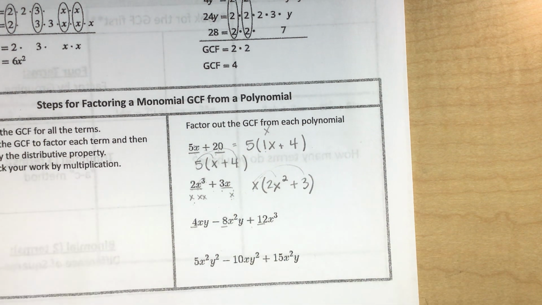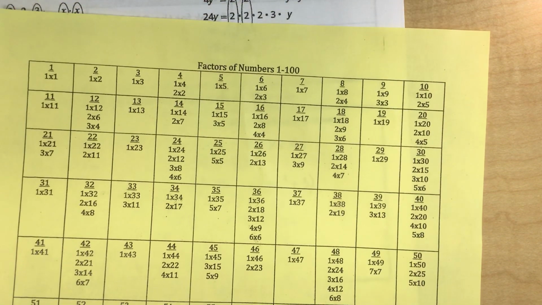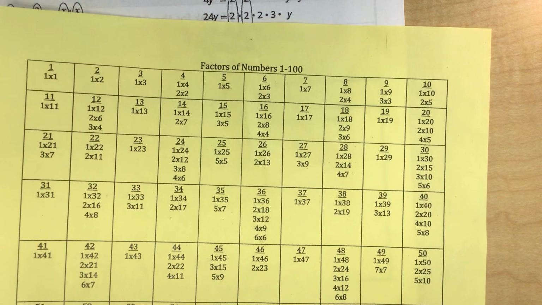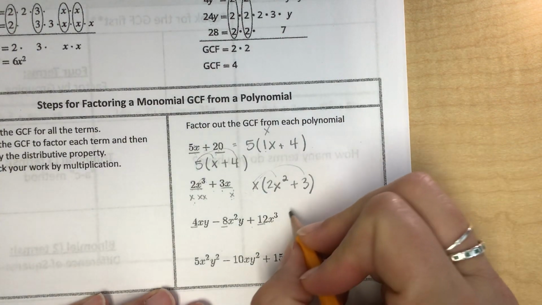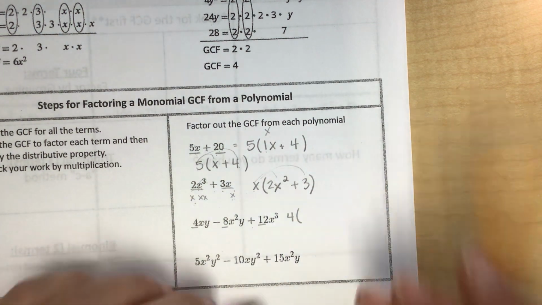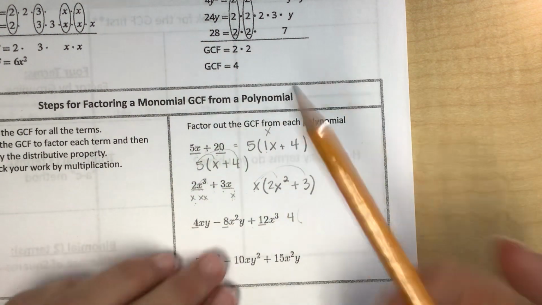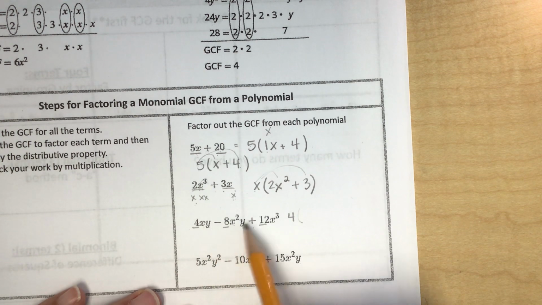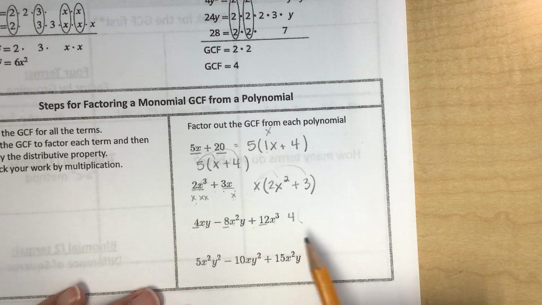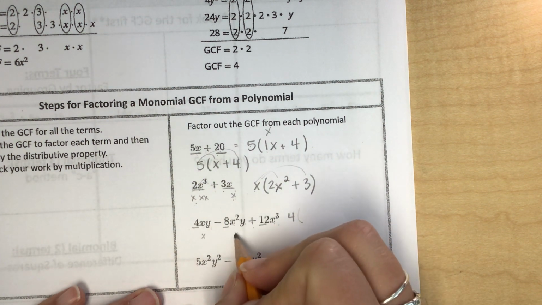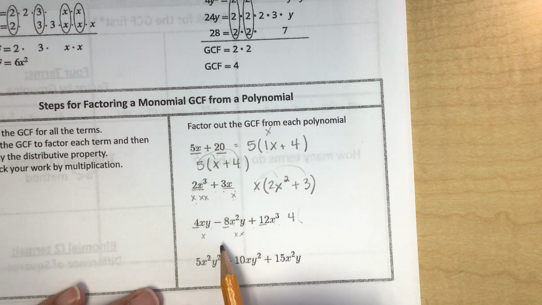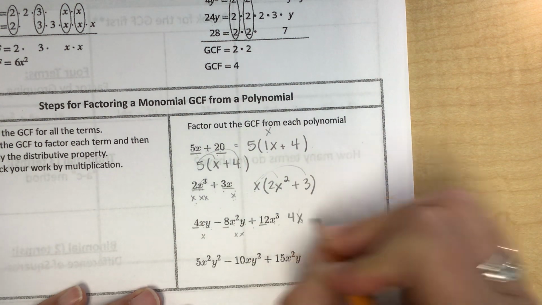So we're looking again, you can use your yellow paper, at 4, 8, and 12. What was the biggest number they have in common? That's going to be 4, so I'm going to pull out a 4. Now I look at the letters. I have xy, xy, and x. They all have at least an x. These two have y, but this one doesn't, so I can't take out a y. This has 1 x, this has 2, so each one of these terms has at least 1 x, so I can pull out an x.